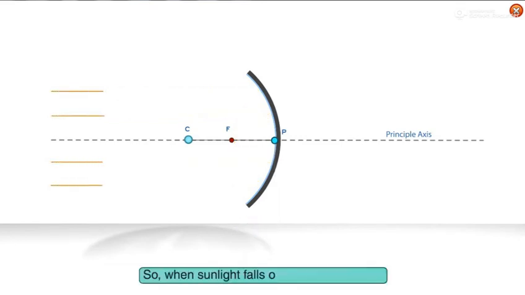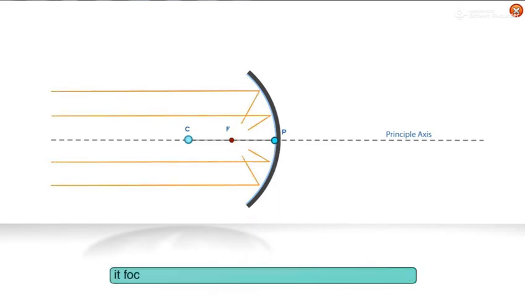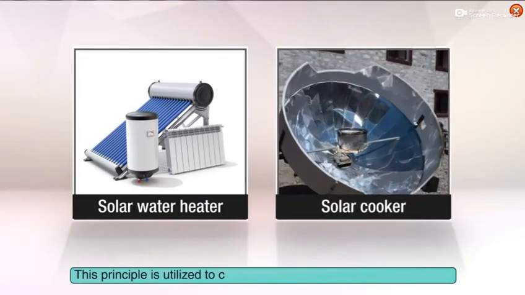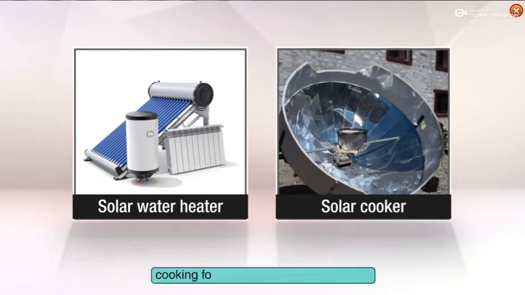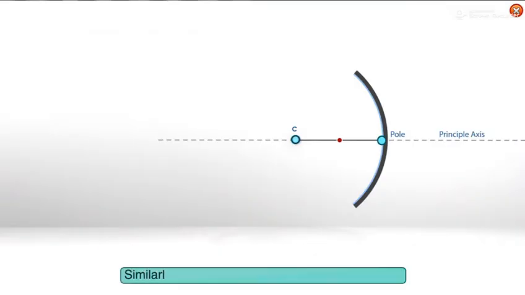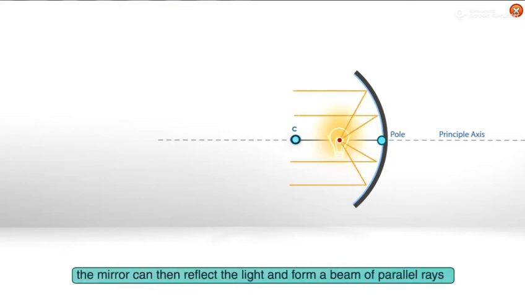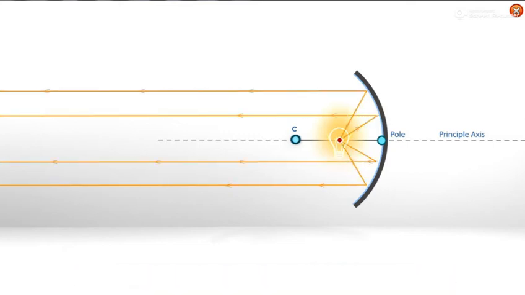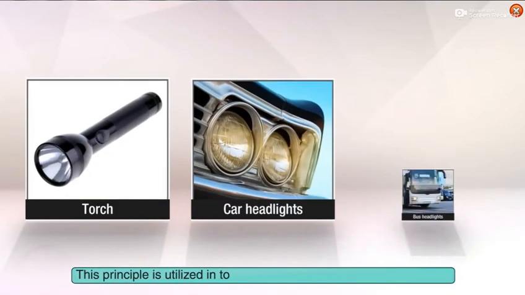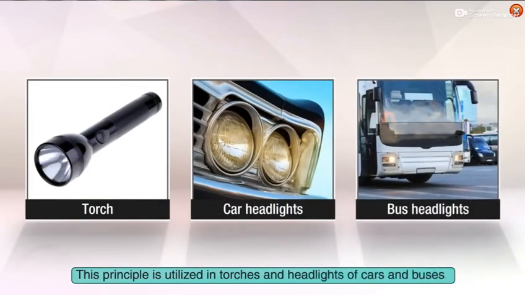So, when sunlight falls on a concave mirror, it focuses at one spot and that spot becomes very hot. This principle is utilized to convert sunlight into heat for boiling water, cooking food, and generating electricity. Similarly, if a bulb is at the focal point of the mirror, it can reflect the light and form a beam of parallel rays. This principle is utilized in torches and headlights of cars and buses.